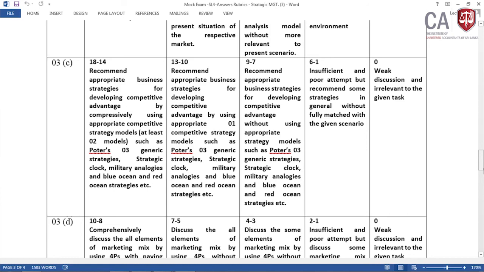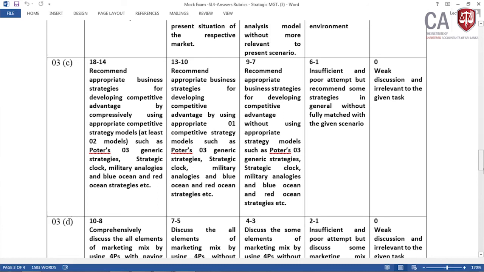Then 13 to 10 marks: recommend appropriate business strategies for developing competitive advantage by using 1 appropriate competitive strategy model such as Porter's 3 generic strategies, strategy clock. If you use 1 model, then only 13 to 10 marks. 9 to 7 marks: recommend appropriate business strategy for developing competitive advantage without using appropriate strategic models such as Porter's 3 generic strategies and blue ocean, red ocean strategy, etc. You just say something but without using a proper model.